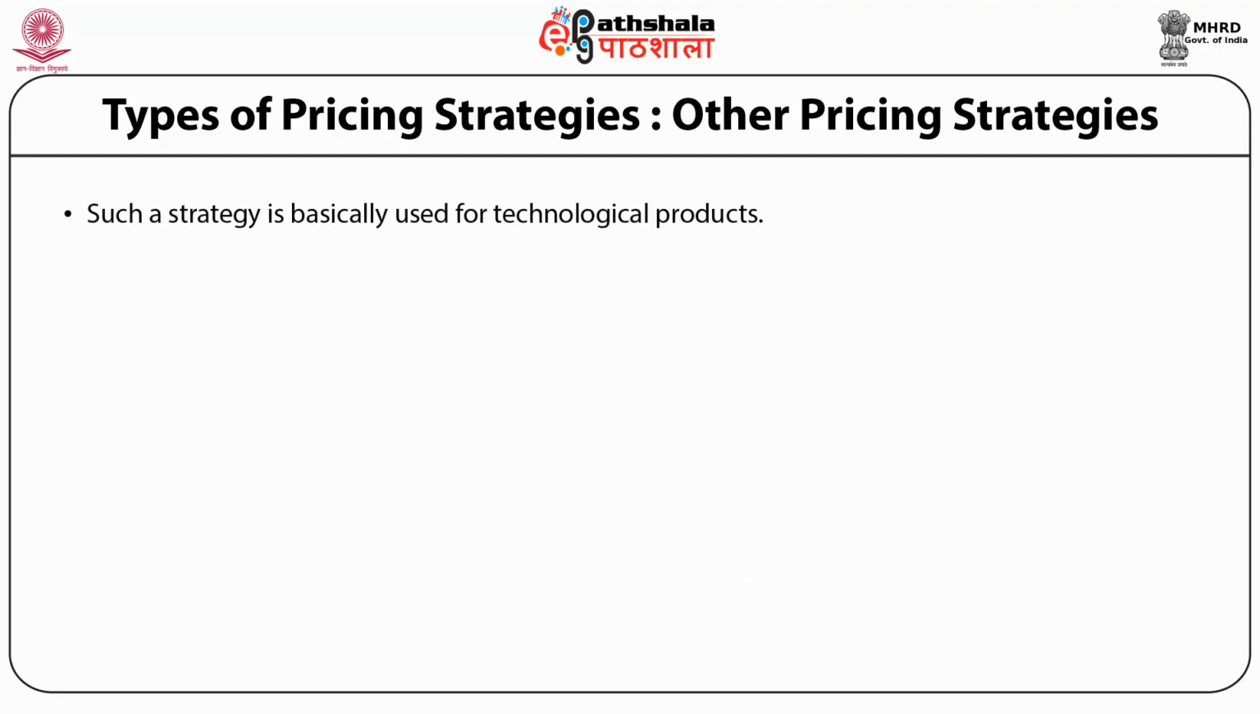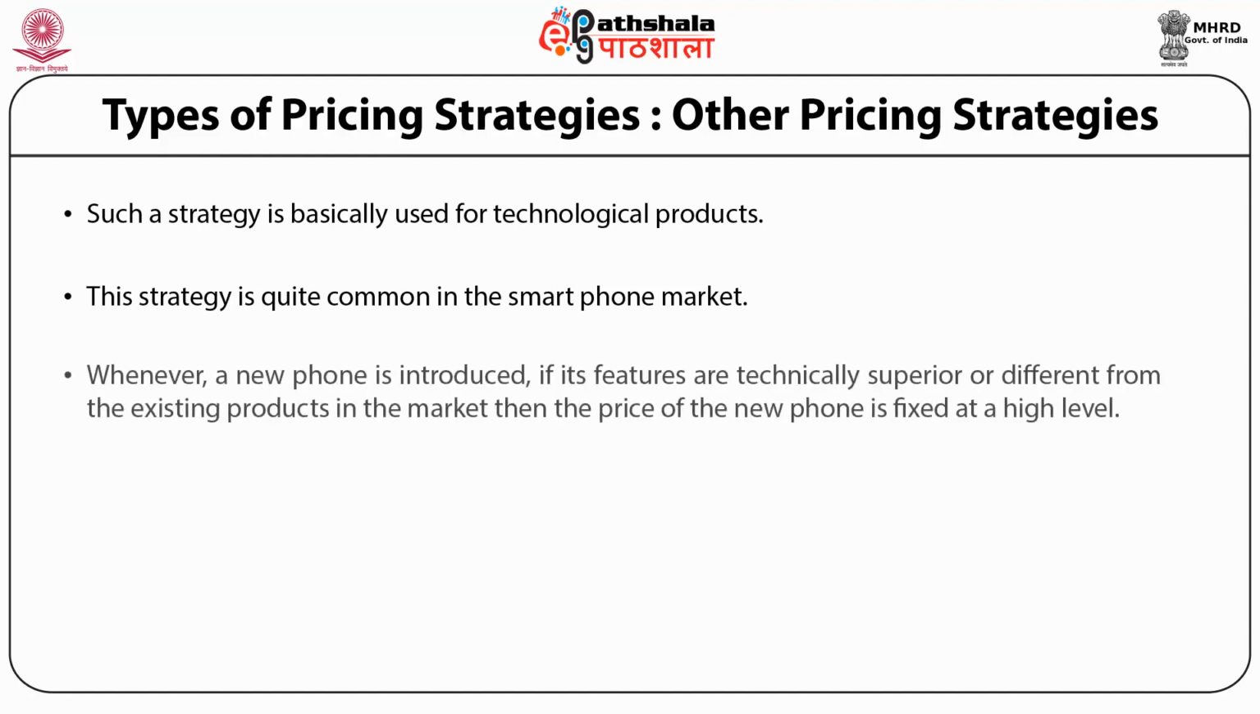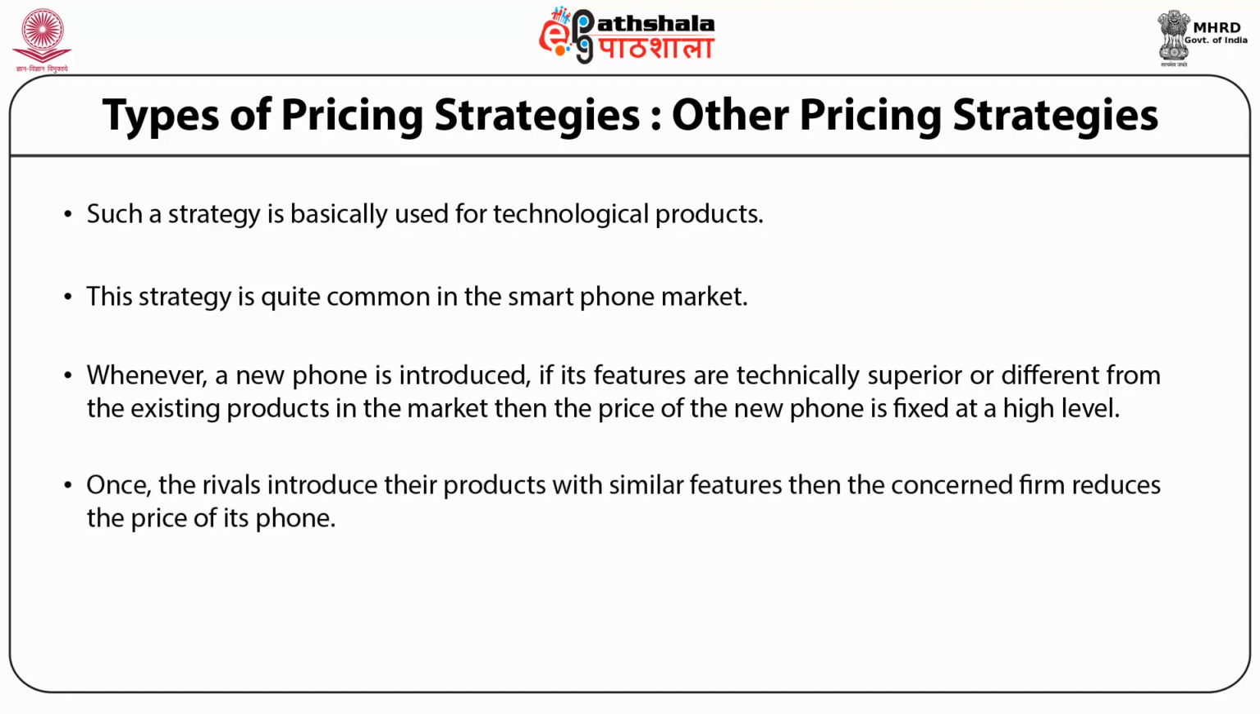Such a strategy is basically used for technological products. This strategy is quite common in the smartphone market. Whenever a new phone is introduced, if its features are technically superior or different from the existing products in the market, then the price of the new phone is fixed at a high level. Once the rivals introduce their products with similar features, then the concerned firm reduces the price of its phone.